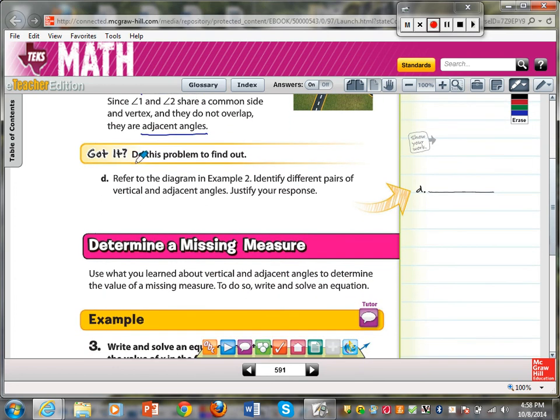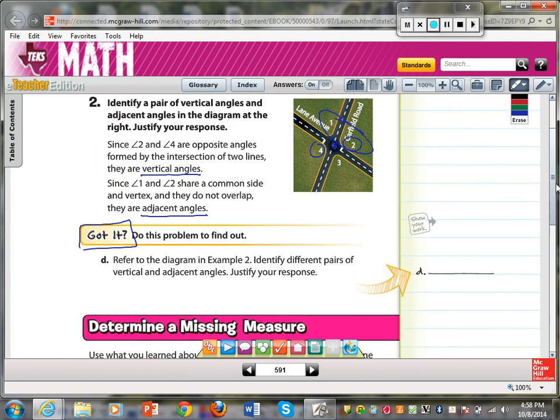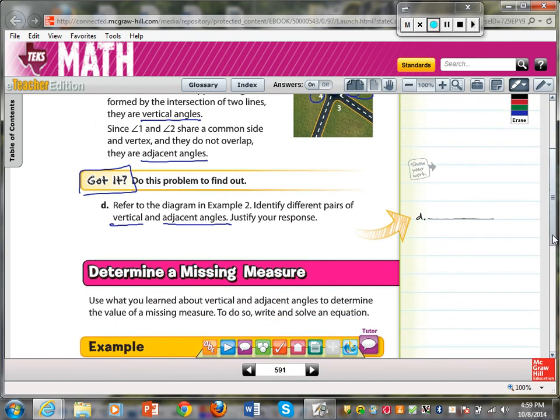It says here, got it. Refer to the diagram in example 2, which is the one up here. Identify different pairs of vertical and adjacent angles. Well, if you analyze this thing, you can know which ones are next to each other and which ones are vertical to each other. So let's move on.